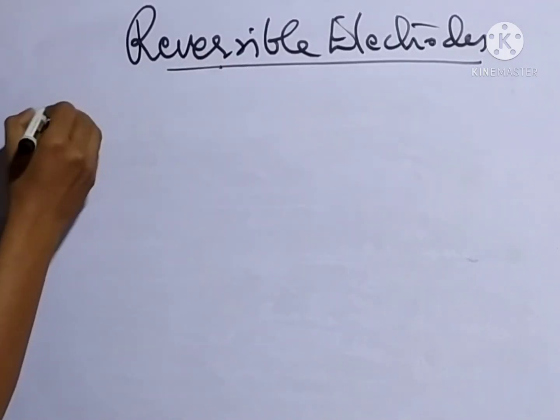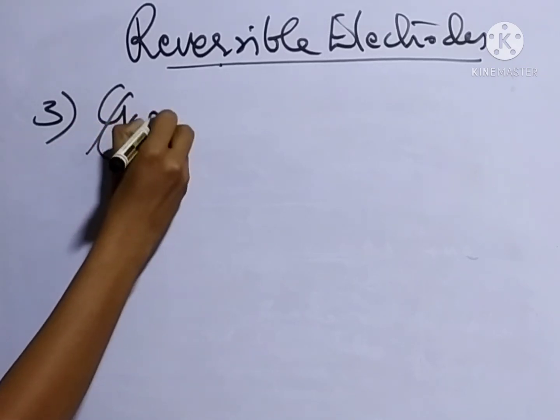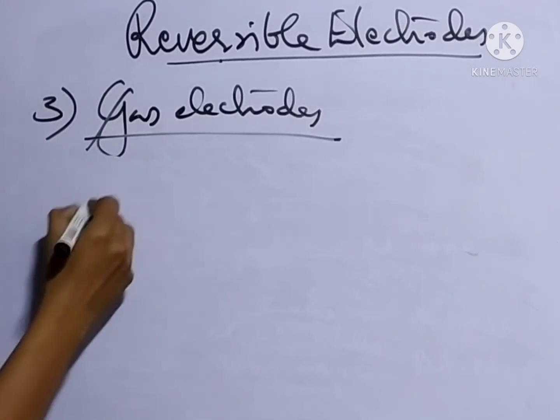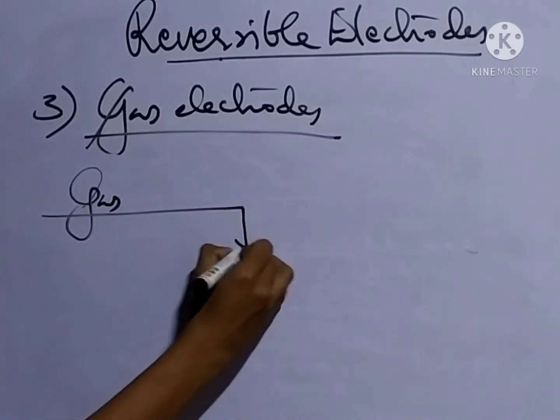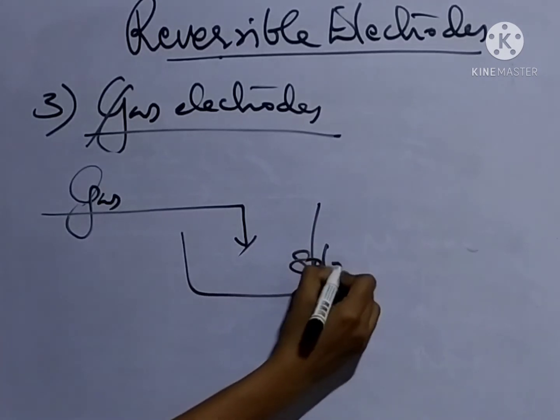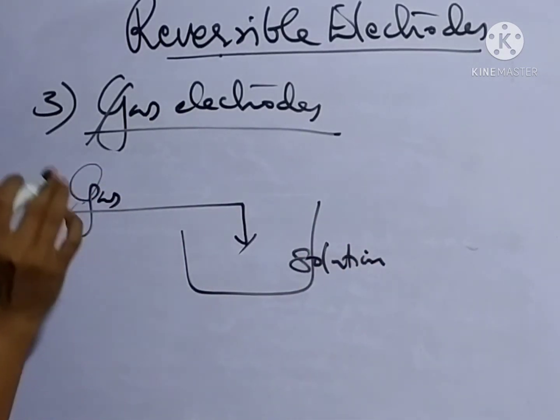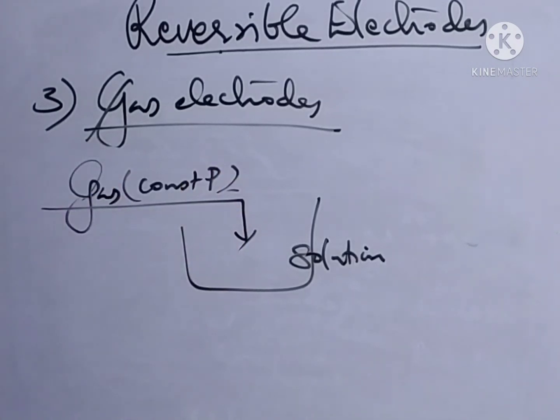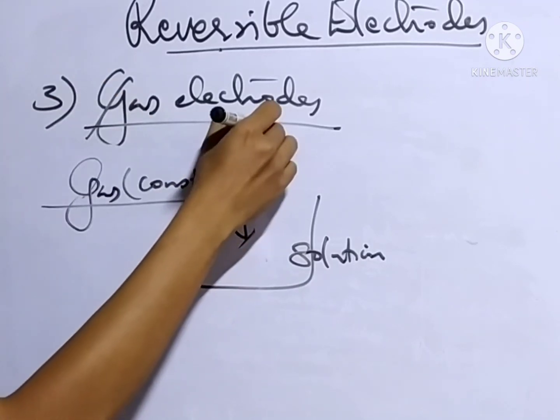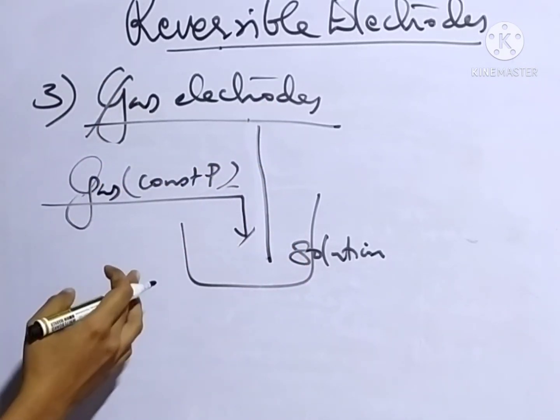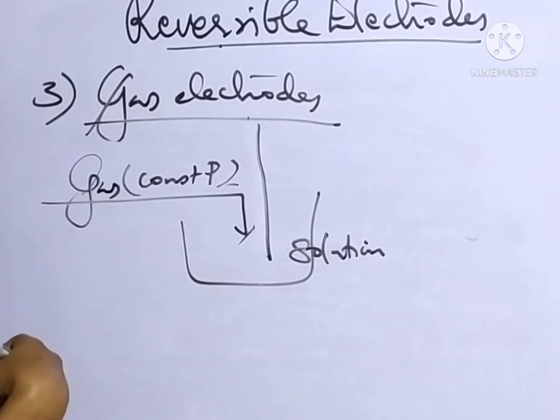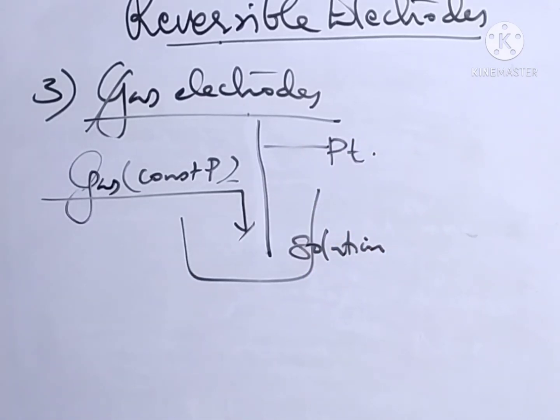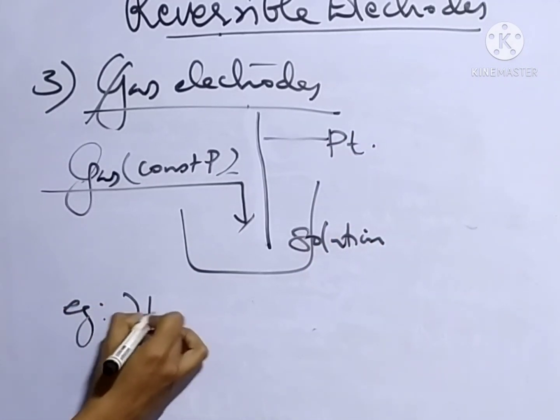Then the third type of reversible electrode is the gas electrode. Here a suitable gas is bubbled through a solution at a constant pressure, and a suitable metal rod is also used in this type of electrode to develop potential. Usually the metal rod used is platinum. The best example is the hydrogen electrode.